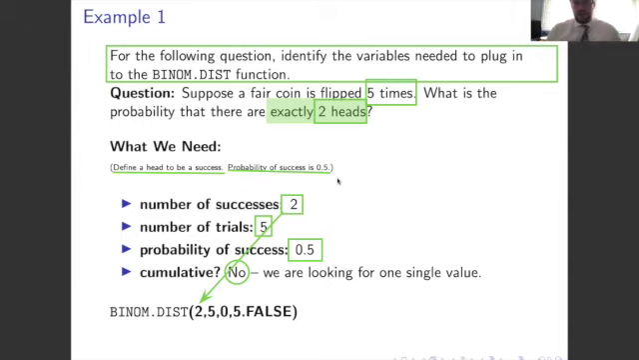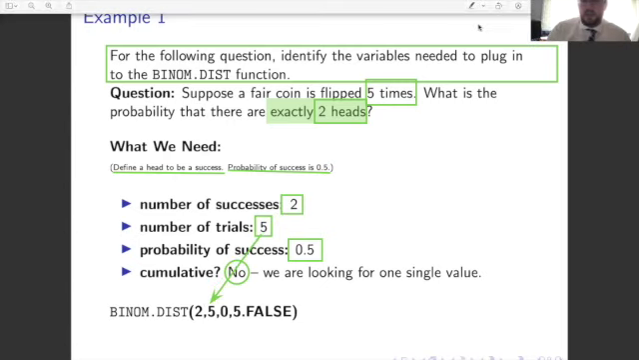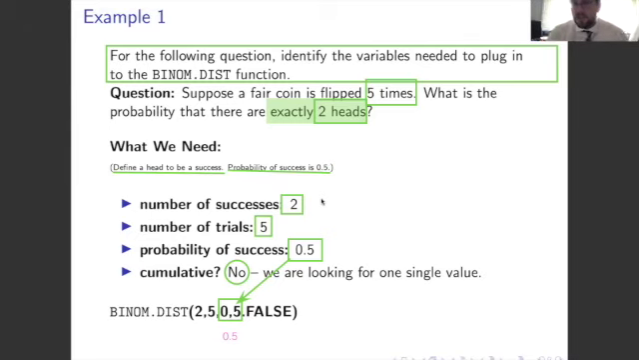You can see here how I'm mapping the numbers from the setup to the function. So 2 successes goes in the first slot. Then 5 trials goes in the next slot. Probability of success goes in the 3rd slot. And this should actually be 0.5. And because this is not a cumulative calculation, we put false in the last slot.